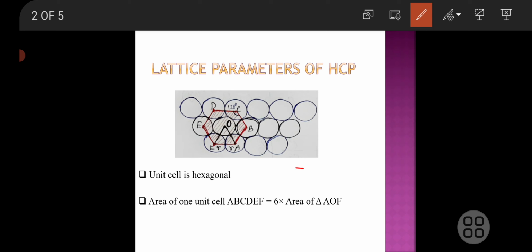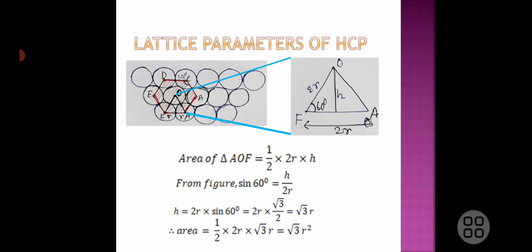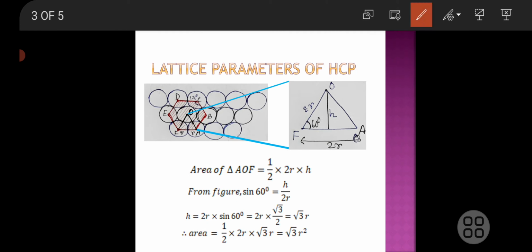So first we have to find the area of this single triangle. Then if we multiply it by 6, we get the area of this unit cell. So let's find the area of this single triangle. Here we have taken this single triangle separately and drawn it. This is the triangle OFA, and since it is an equilateral triangle, its angles will be 60 degrees, 60 degrees and 60 degrees, because it is a part of a regular hexagon.